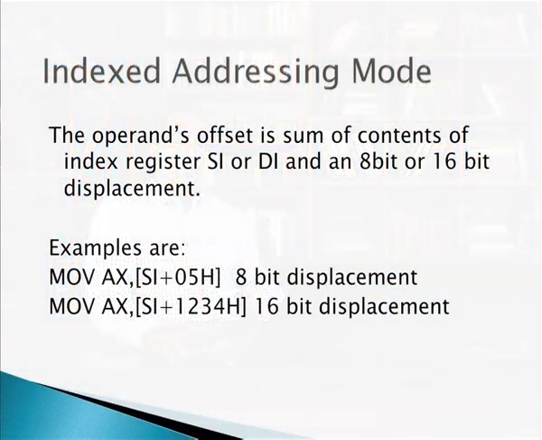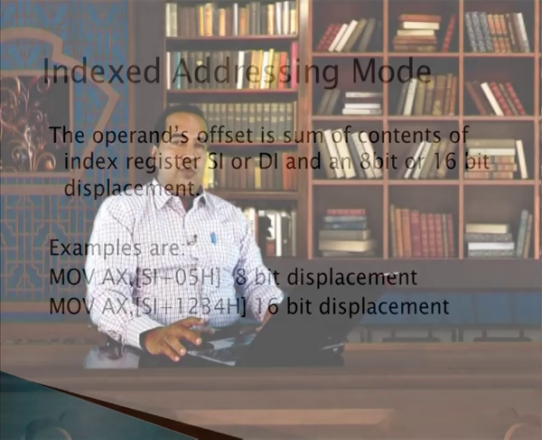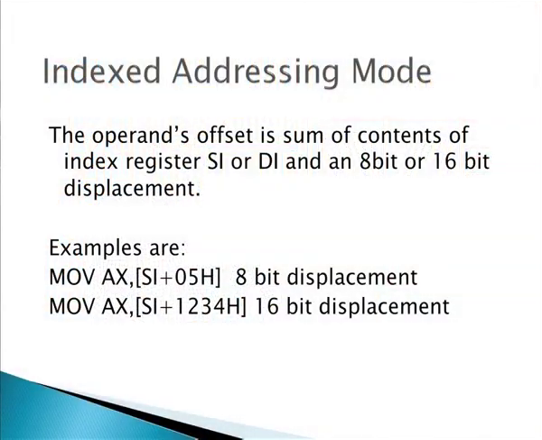Now, the next addressing mode is indexed addressing mode. In case of indexed addressing mode, the operand's offset address is the sum of contents of index register SI, that is source index register, or DI, that is destination index register, and an 8 bit or 16 bit displacement. In index addressing mode, we can say that the operand's address will be defined by one of the index registers of 8086 microprocessor.